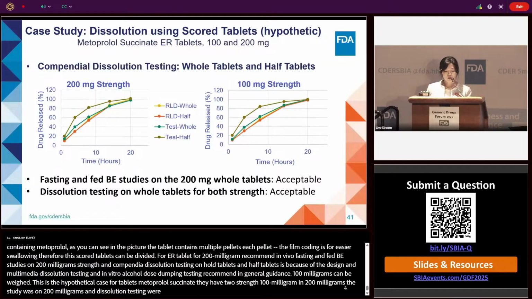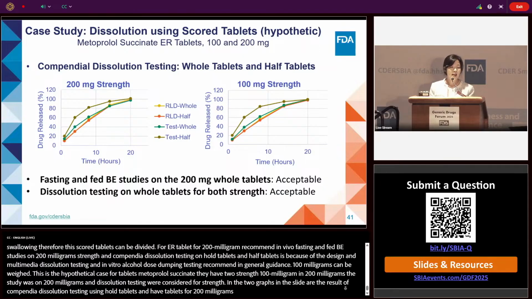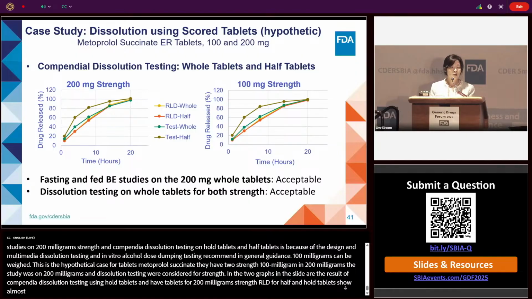And two graphs in the slide are results from the compendial dissolution testing using whole and half tablet. For 200 milligram strength, RLD drug product, half and whole tablet show almost identical dissolution profile. On the other hand, for test drug product, half tablet show much faster drug release compared to the whole tablet, and the same trend was observed for 100 milligram strength.